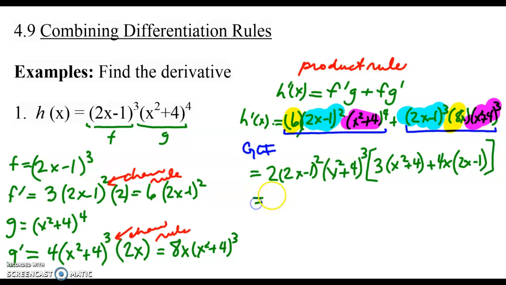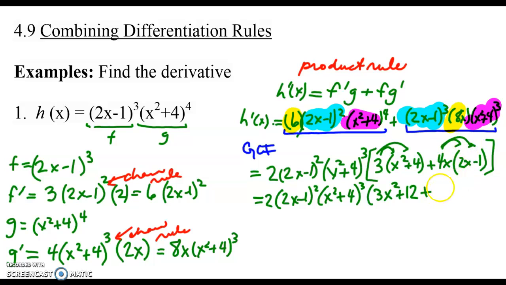Okay, now let's simplify and gather like terms. I'm just rewriting the greatest common factor we took out. Now I'm going to distribute here: 3x squared plus 12, plus distribute 8x squared minus 4x. Okay, and we can gather some like terms there.